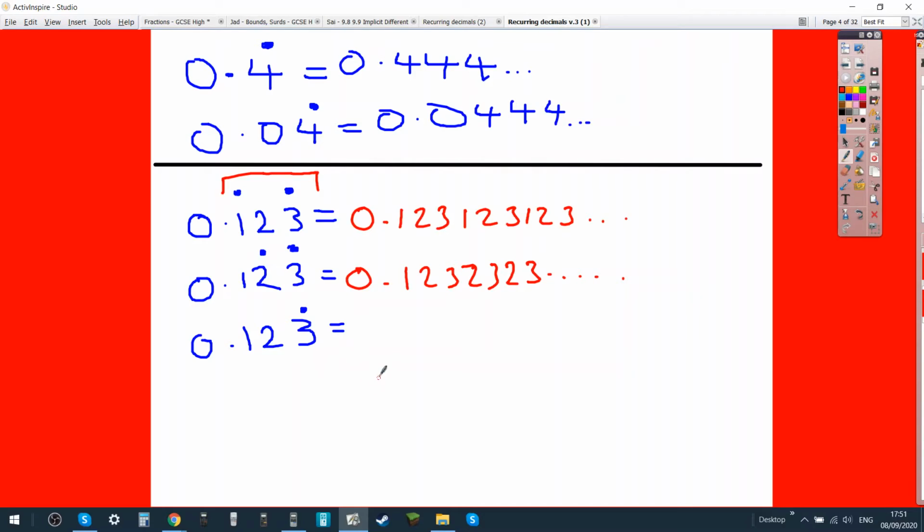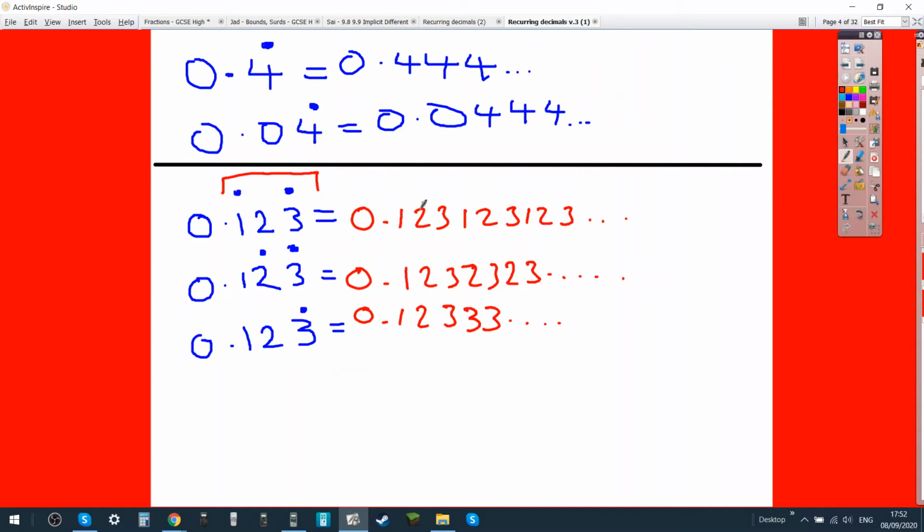And how about last one? It would go 0.123 2. No, 2 doesn't recur. 1 doesn't recur. 3. Yeah. So it's 3, 3, 3. Yes, well done. So the 3 will recur. So you have 0.123, 0.123, 0.123, but different ones are recurring.